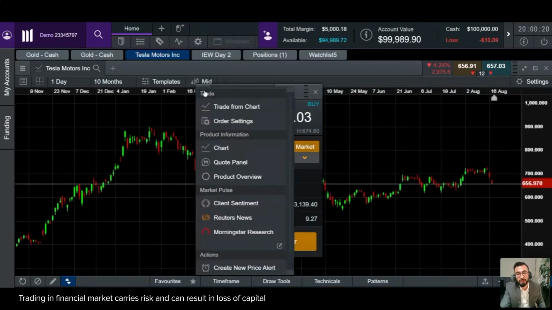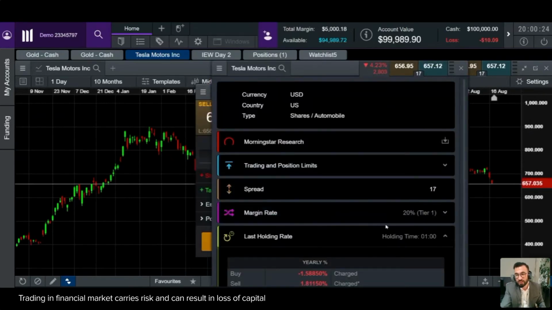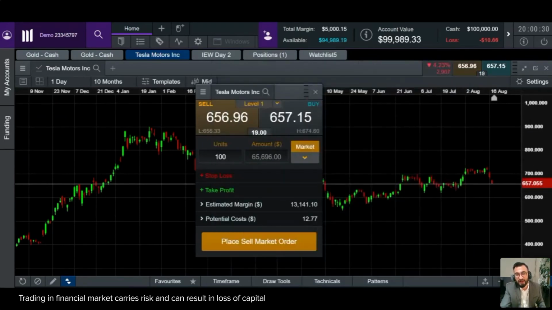So I told you that margin for gold is different. Margin for Tesla, how much is it? 20%. Everybody can see 20%. So if I want to short sell 100 shares, which will be equal to $65,000, 20% is around $13,000. If I short sell it right now, I am borrowing it from my broker and selling it in the live market. All of you can replicate this transaction if you want to.